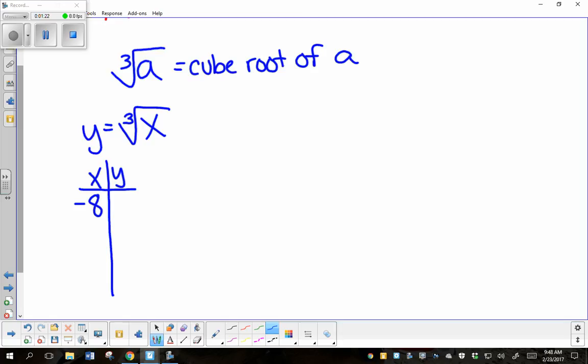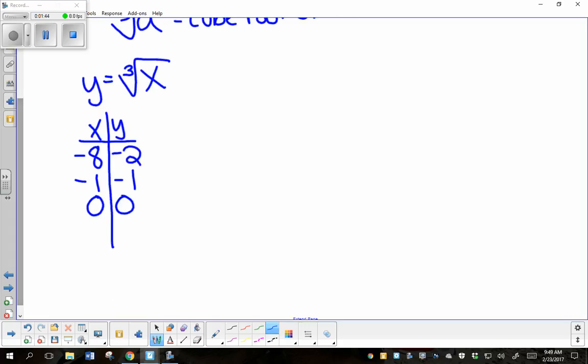So what's the cube root of -8? -2, right? -2 times -2 is 4, times another -2 is -8. So we can do cube roots and negatives. What's the cube root of -1? -1, right? Because -1 times -1 is 1, times the third -1 is -1. What's the cube root of 0? 0. What's the cube root of +1? What's the cube root of +8? 2, because 2 times 2 is 4 times 2 is 8.